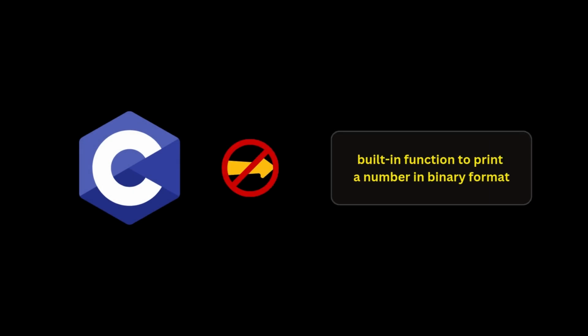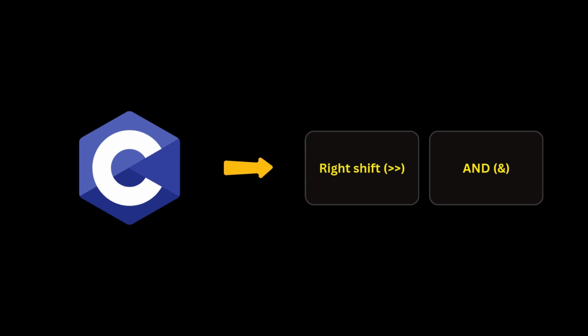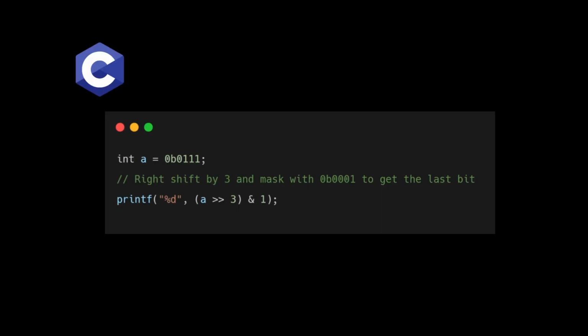In C language, there isn't a built-in function to print a number in binary format, but we can use right shift and AND operations to print each bit. For example, if we want to print the third bit from the right in the binary number 0111, we can use the following C code. By right shifting the number by 3, and then using a mask, we can isolate and print the last bit.